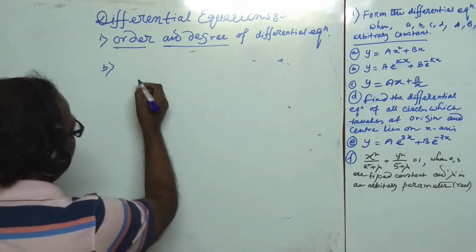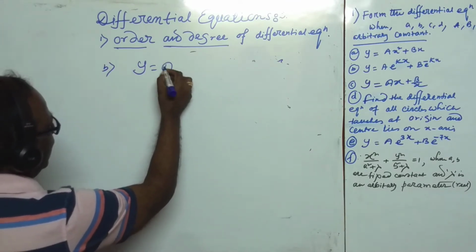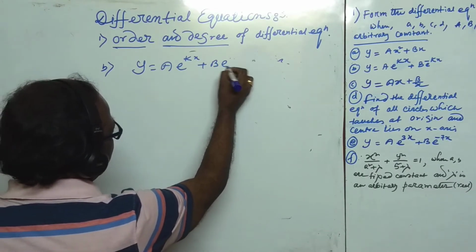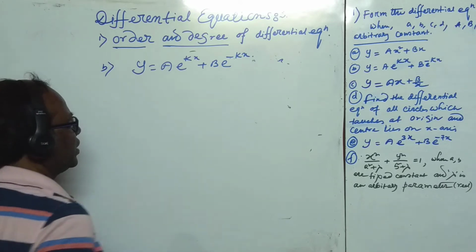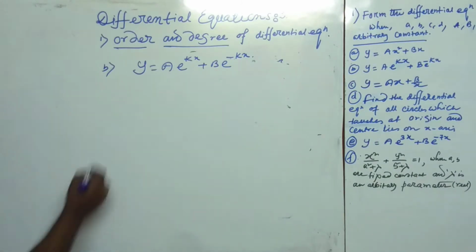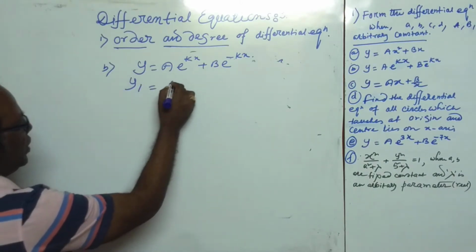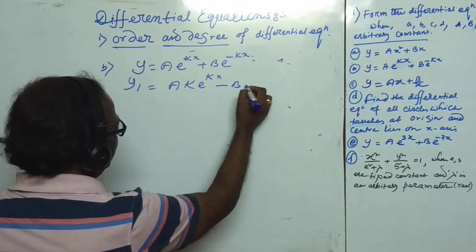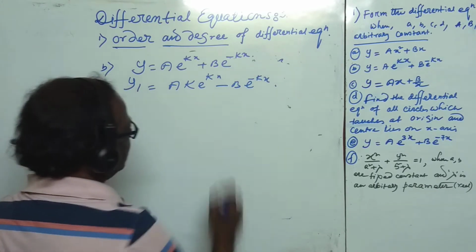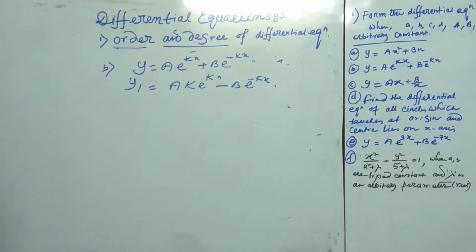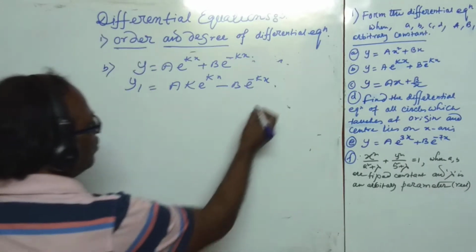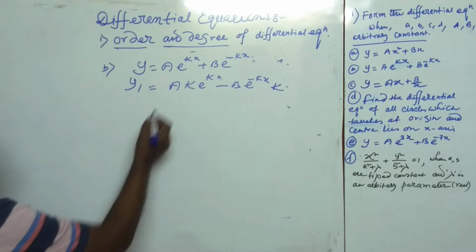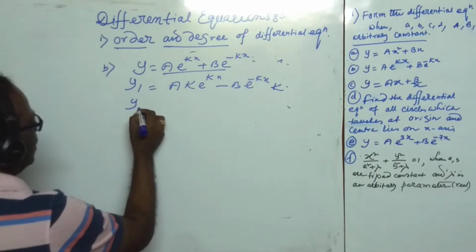This is part b. y is equal to a into e to the power kx plus b into e to the power minus kx. Differentiate first: y1 is a into k e to the power kx, b into e to the power minus kx. The signs are changed and k is common here. Again, if we differentiate, then this formation comes out here.